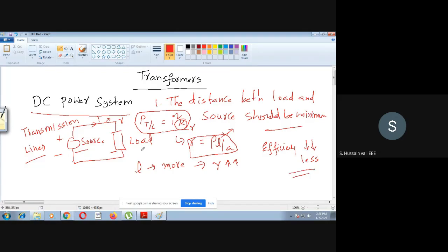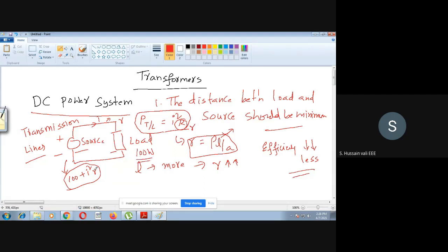One simple example I will take. Say the load requires 100 watt. Then how much does the source have to generate? The source has to generate 100 watt plus the power loss in the transmission lines. Say the power loss in the transmission line is I square R. This is the amount of power the source has to generate so that the load takes 100 watt.